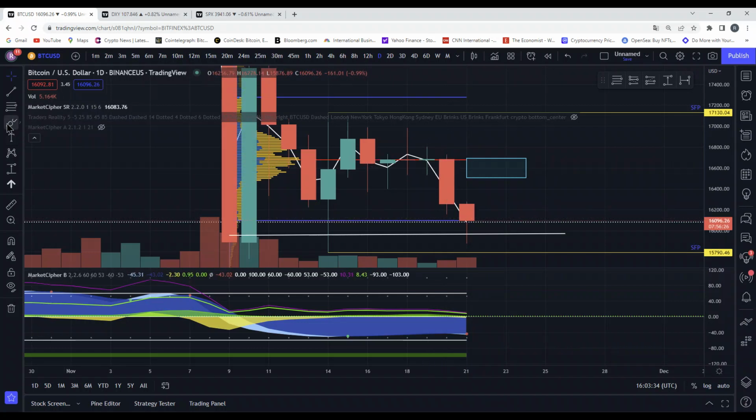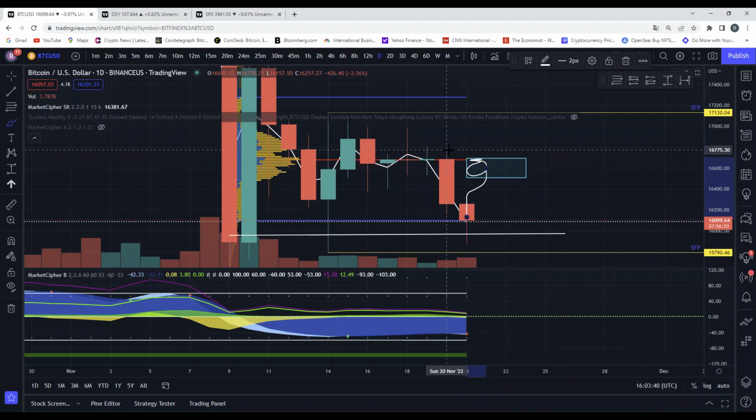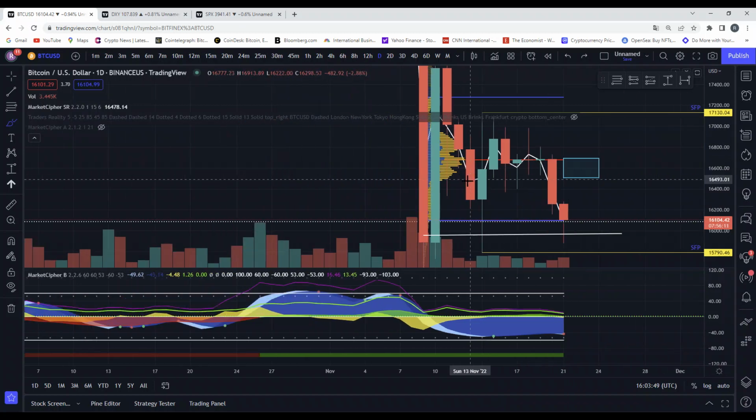So if we are going back up and we can fill that, then we have the CME gap filled. The gap itself, the 2.5%, is not a lot. Usually the bigger the gap, the bigger the chances that it will get filled. But I have to say, it would be nice, and it would be a very nice confluence.